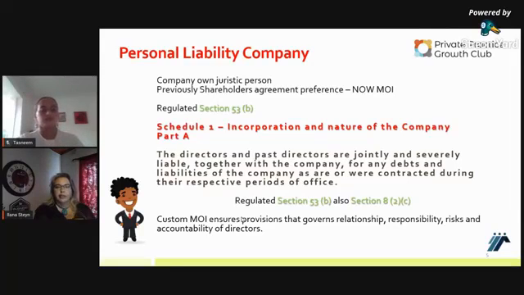Once again, it's taking responsibility with the company for whatever happens in that company for the period that you are actually appointed as the director of the company. And as I mentioned to you, I always include the little sections of the Companies Act. So if you wanted to go and do that light reading tonight, you're more than welcome to do that as well. So the custom MOI ensures that the provision that governs the relationship, the responsibilities, the risk involved, and also the accountability of the directors.